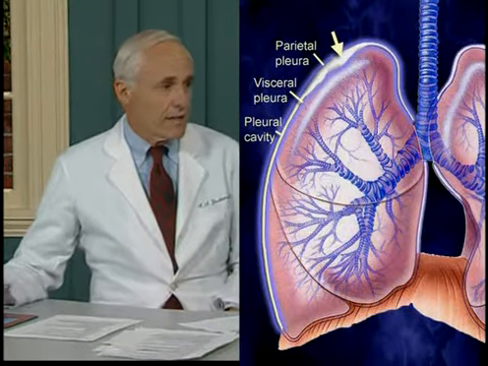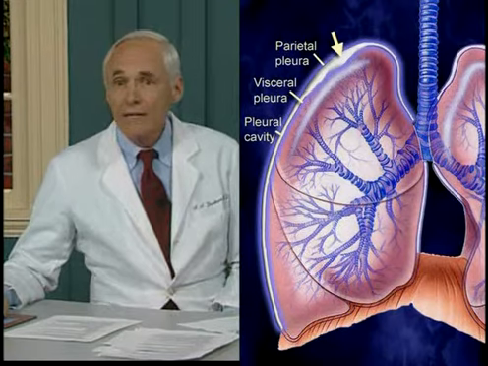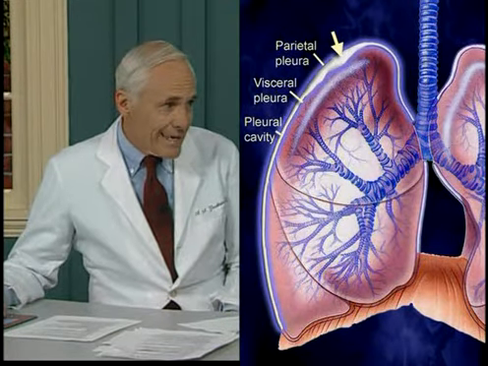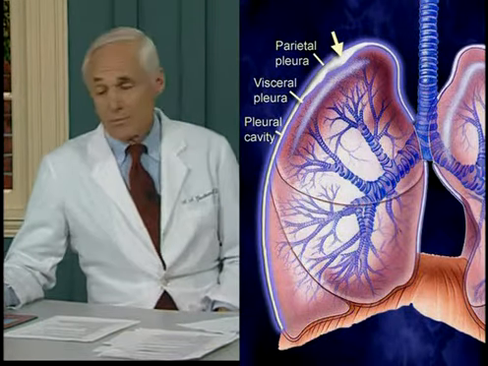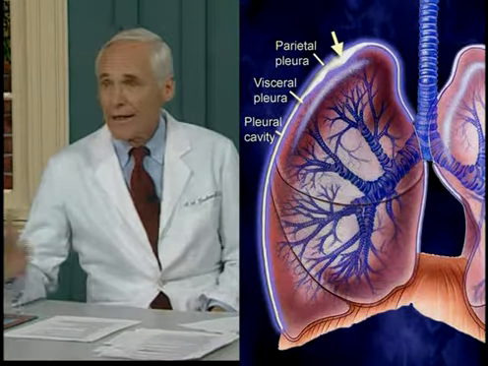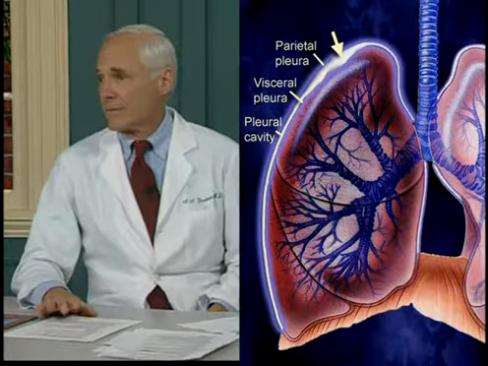What will happen to the lung? There's no longer a vacuum to hold the lung out against the chest wall. This lung will collapse. It can collapse partially or it can collapse all the way out. And at that point, it's not ventilating anymore.